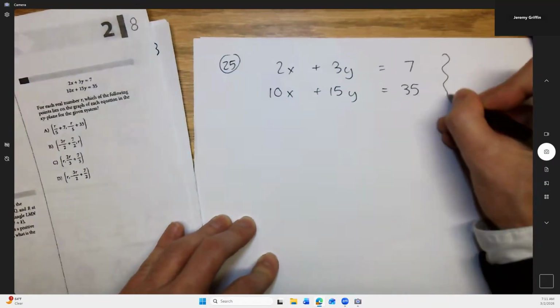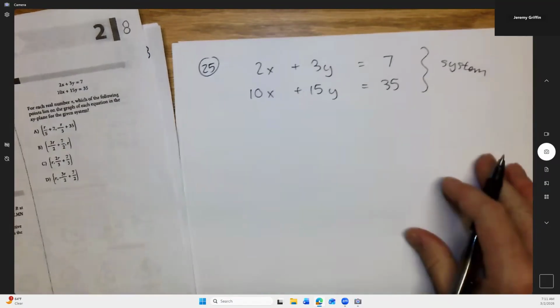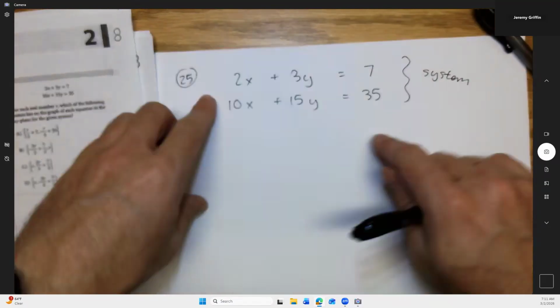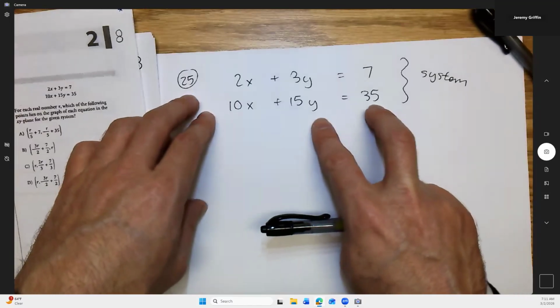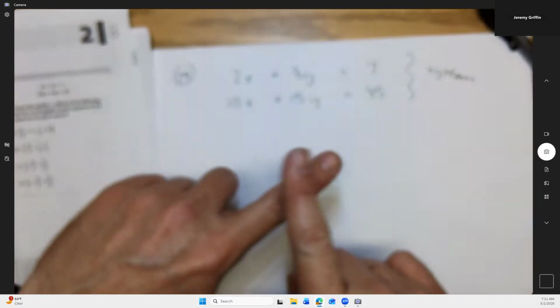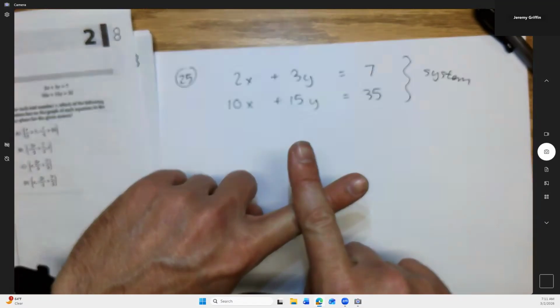So here's your system. Actually, before I get to the question, let me point out something about the system that you may have noticed when you're writing this down. So you have 2x plus 3y is 7, 10x plus 15y is 35. Now, normally if you have two straight lines, there might be one place where they cross, and that's where you set them equal to each other.